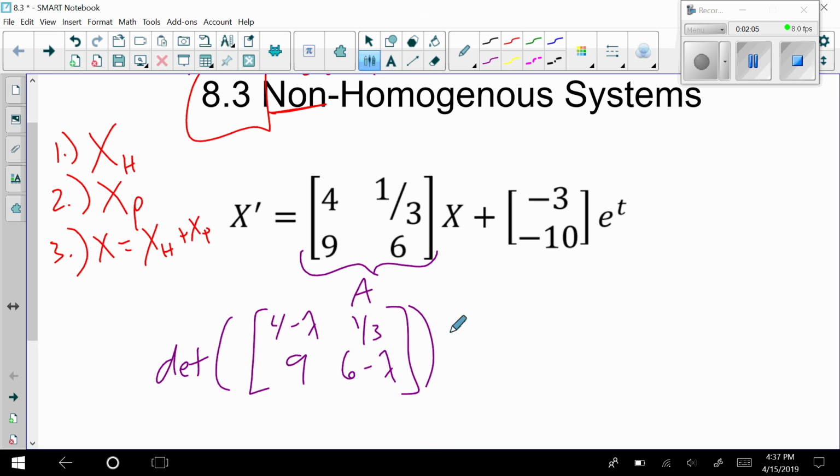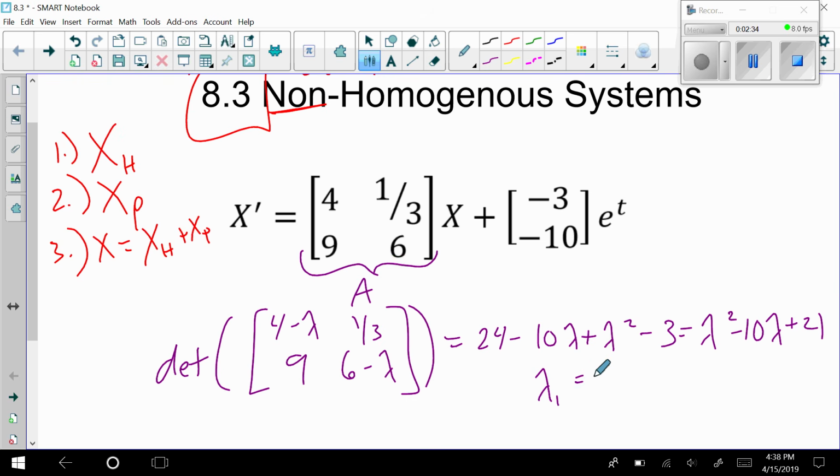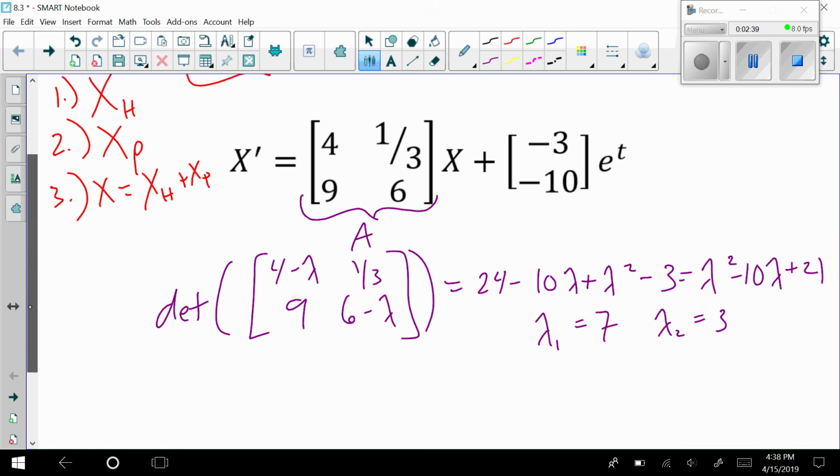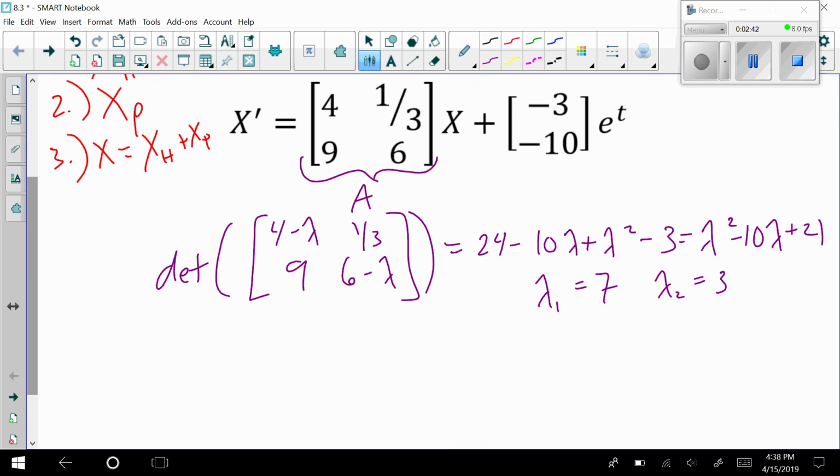And of course, when I'm doing that, I get 24 minus 10 lambda plus lambda squared, and then it'll be a minus. And 9 times 1/3 is 3, which gives me lambda squared minus 10 lambda plus 21, which creates a couple of lambdas after we factor. Lambda 1 would be 7, and lambda 2 would be 3. So that's not too bad.